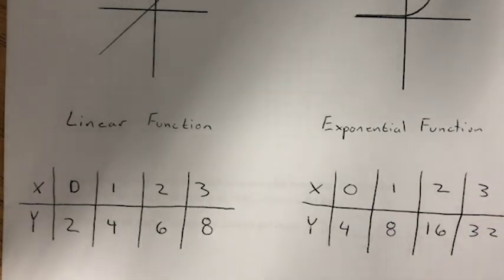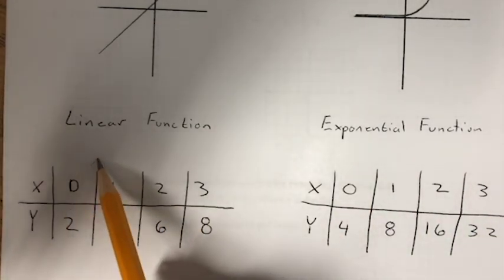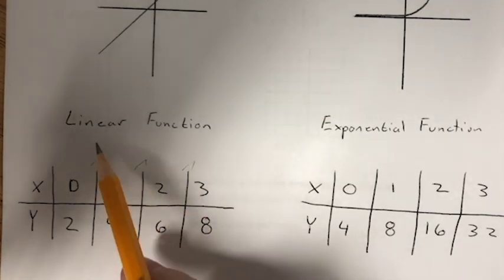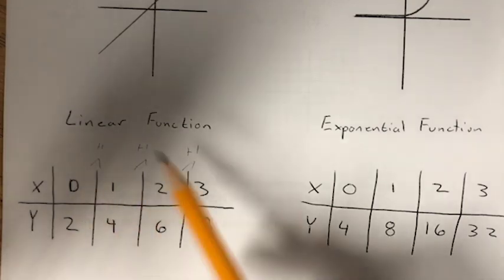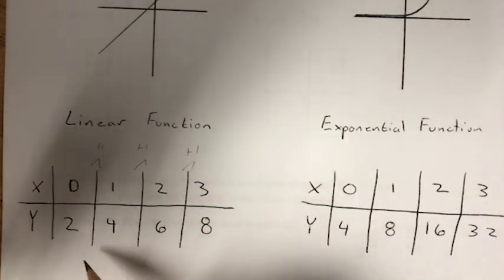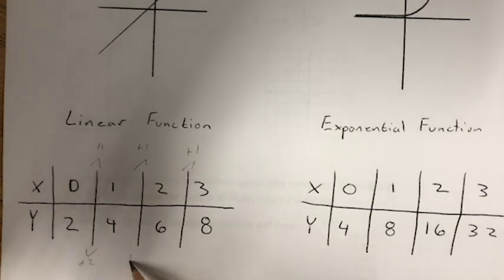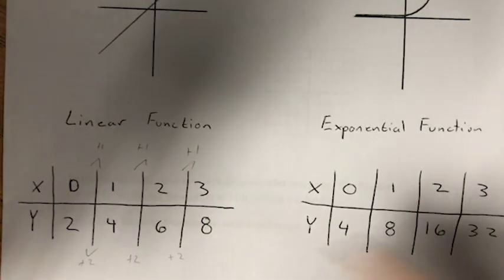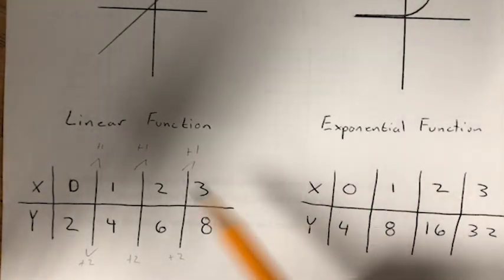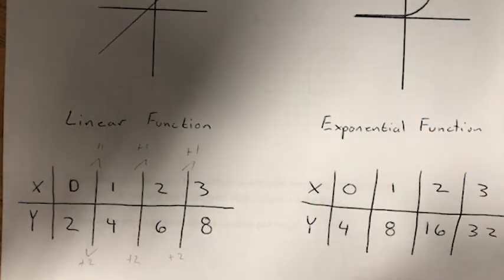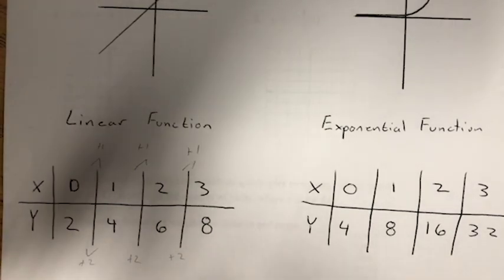So for a linear function, we have the x values 0, 1, 2, 3, 4. This is a constant rate of plus 1, plus 1, plus 1. It's changing in the x values by plus 1. And then if we look at the y values, it's plus 2, plus 2, plus 2. We know this to be our slope. We know this to be our constant rate of change. So if we were to write this as a slope, it would basically be 2 over 1, or just 2.